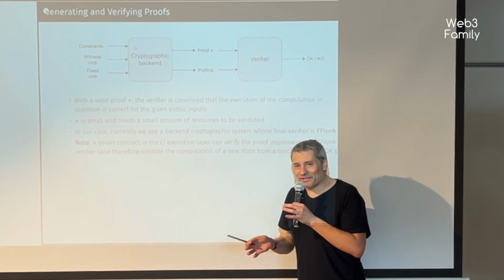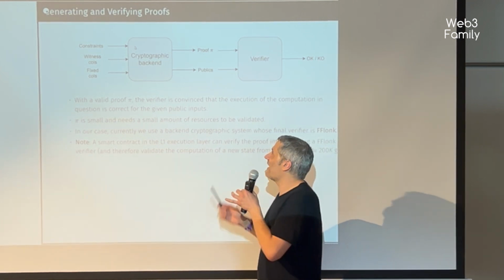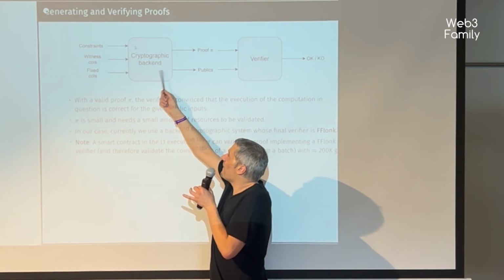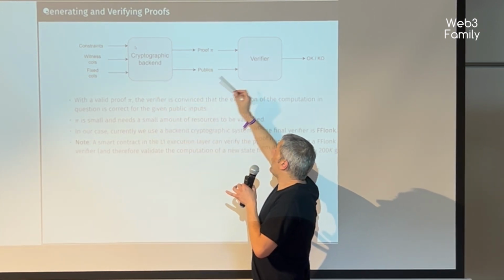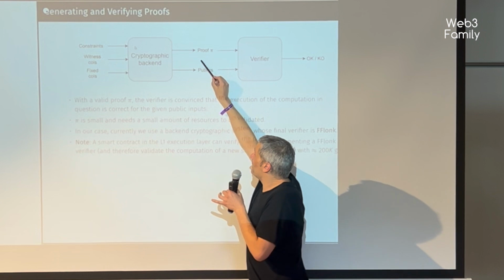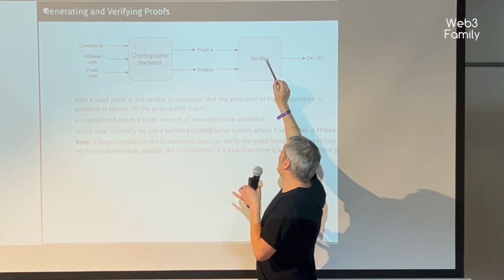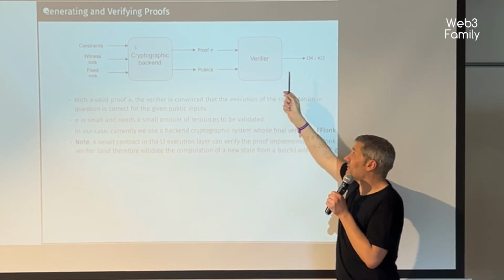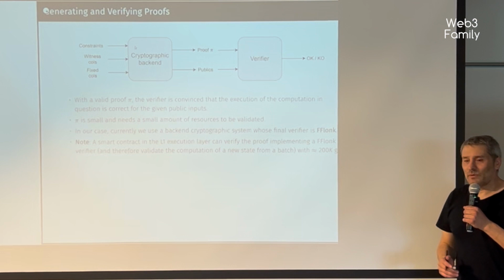And with some magic, this is why I was saying that this is a high-level talk, the backend generates the proof. And finally, it sends this proof together with the publics to the verifier, which is going to be a smart contract in our case, and the smart contract says this is correct or this is not correct.